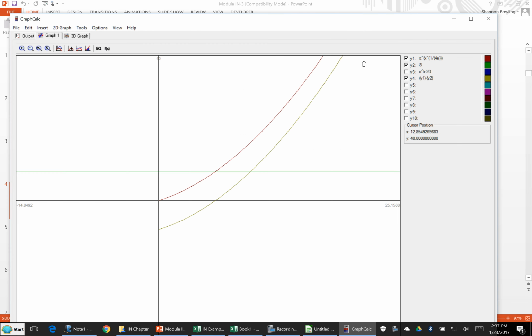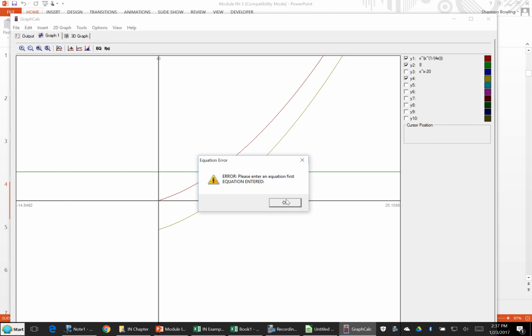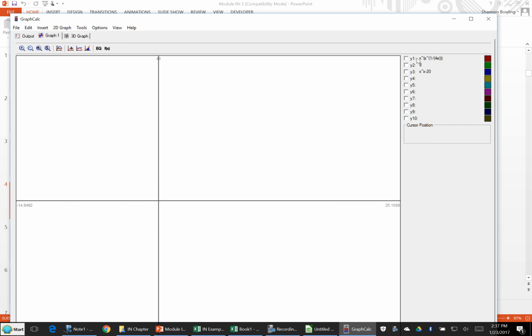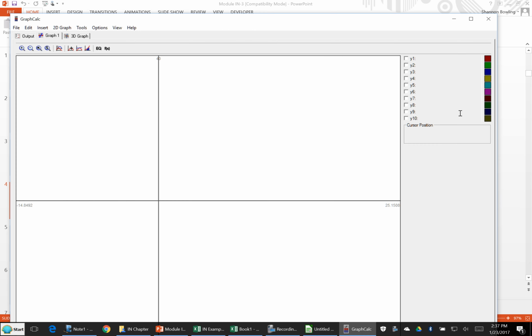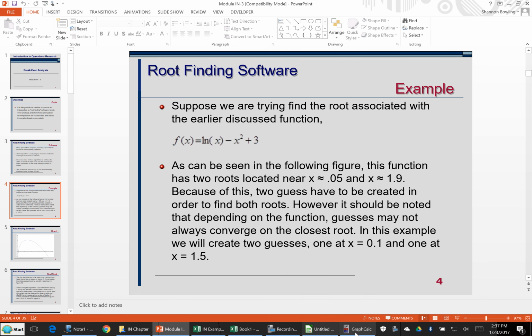You could use this software to graph, or you can use your graphing calculator if you wanted to. So what function are we looking at? We're looking at the natural log of x, which is going to be ln x minus x squared plus 3, I think it was. Let me make sure. Yeah, okay.